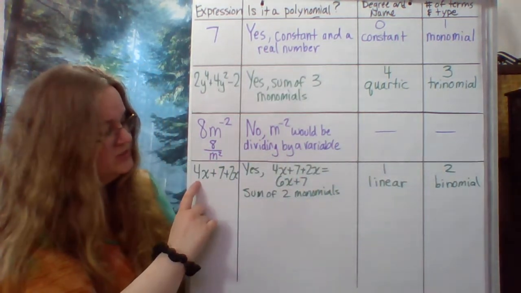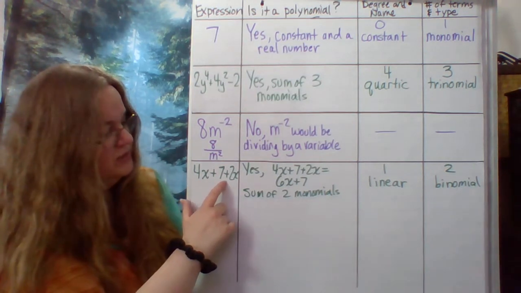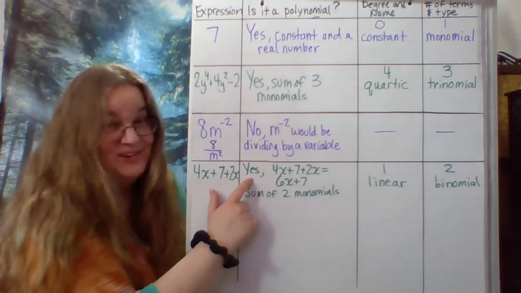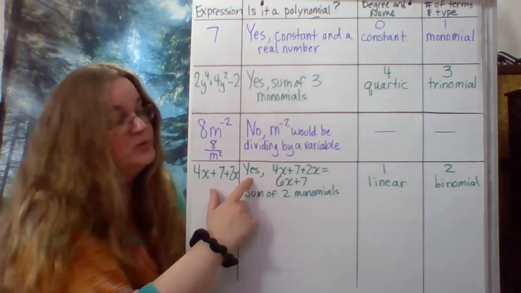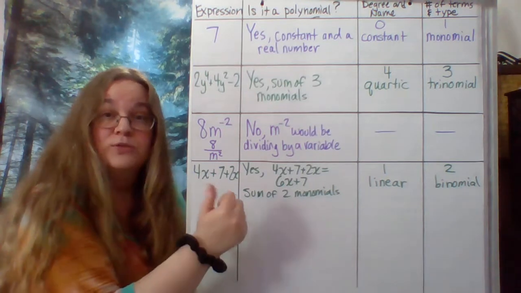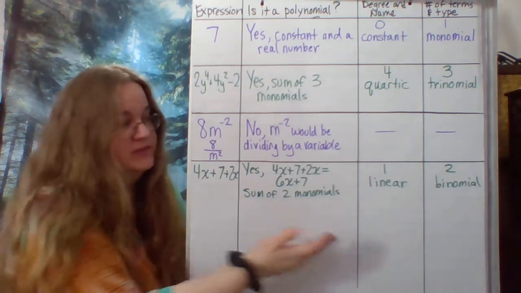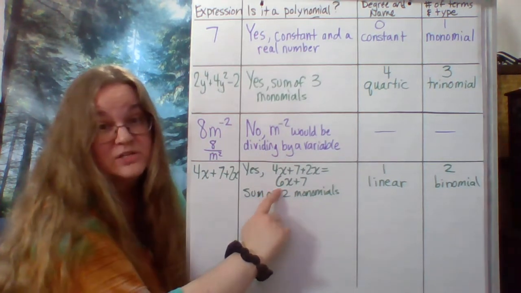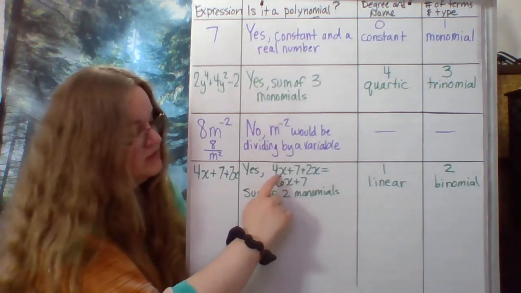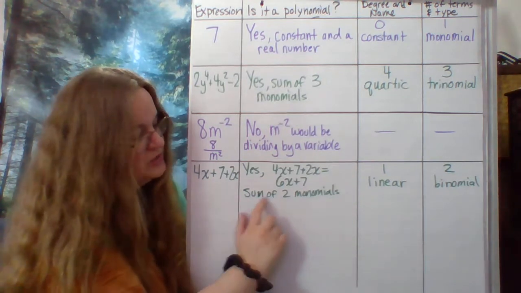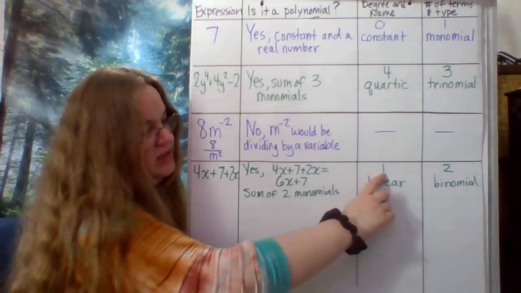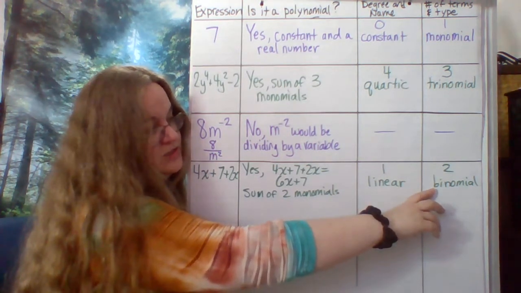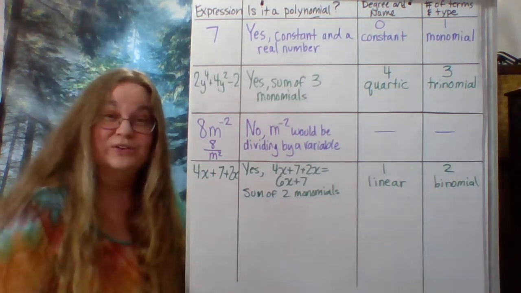Okay. Finally, this one, 4x plus 7 plus 2x. Yes, it's a polynomial. However, it's not simplified. So before we determine the degree, before we determine the type and all this kind of stuff, we're going to simplify it. And so this is the same as 6x plus 7 because 4x and 2x combine. And so it's the sum of 2 monomials. The highest degree is 1, so therefore it's linear. And it is 2 terms, so it is a binomial.